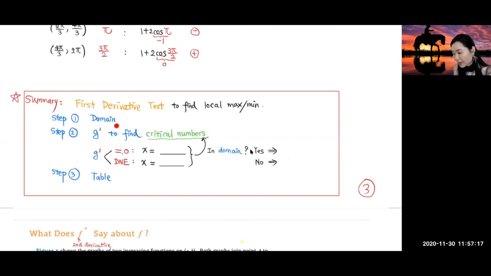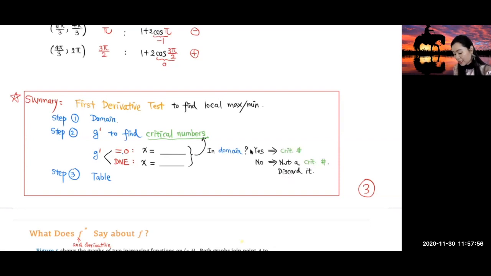So step 1 is write down the domain. Important, because later on when we try to find critical numbers, the critical number has to be in the domain. Number 2, you take the first derivative to find critical numbers. You set the first derivative equal to 0 or find out when the first derivative will be undefined, and then you find critical numbers. You find some numbers, but you have to check those numbers to see if they are in the domain. If they are in the domain, then yes. If they're not in the domain, then they're not critical numbers, and you just discard them.